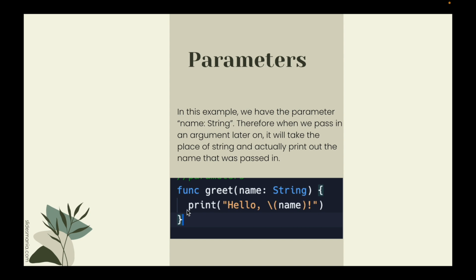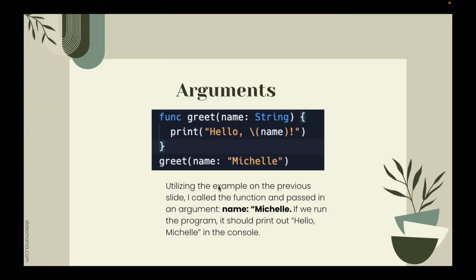Inside the print command here, I did not put hello everyone. Instead, I used string interpolation that we learned in one of the previous videos in the series, so you can go check that out. But here, instead of using hello everyone, I put hello and then name. This is because when we look at the arguments, using the example on the previous slide, I called the function and passed in an argument, name colon Michelle. I'm missing a set of closing quotes here, but that is the string that was passed in. If we run the program, it should print out hello Michelle in the console.